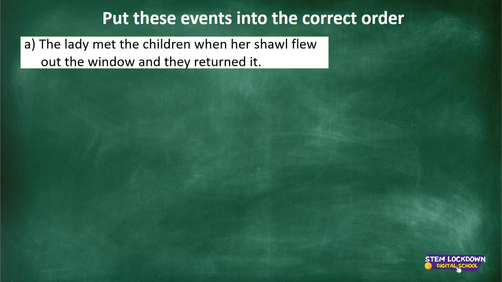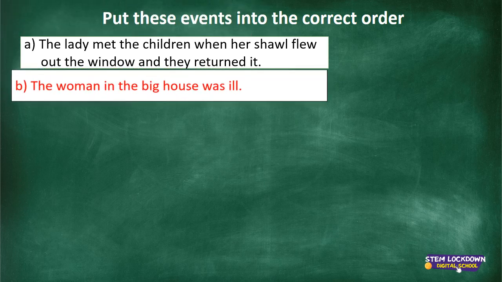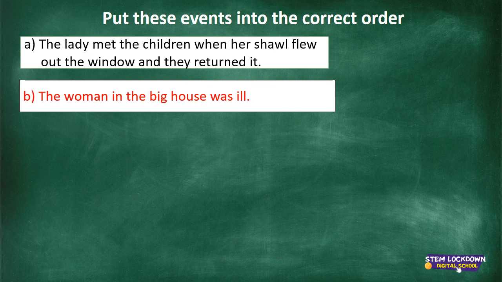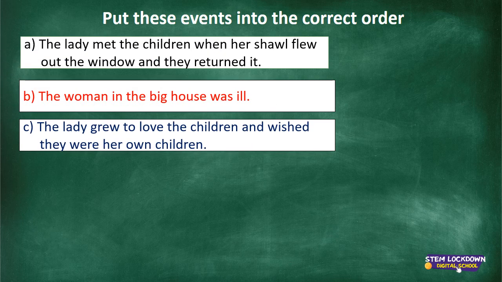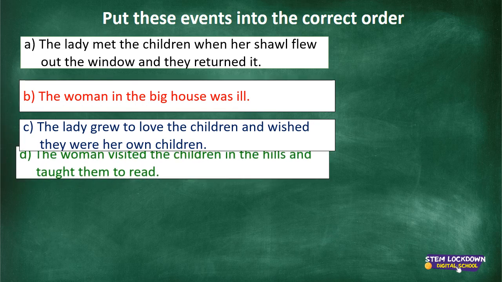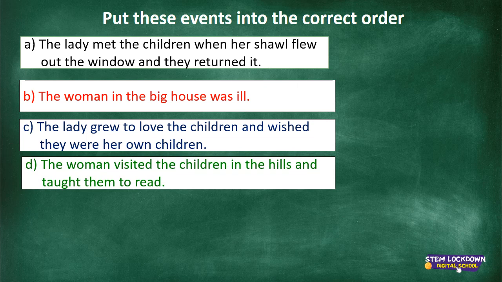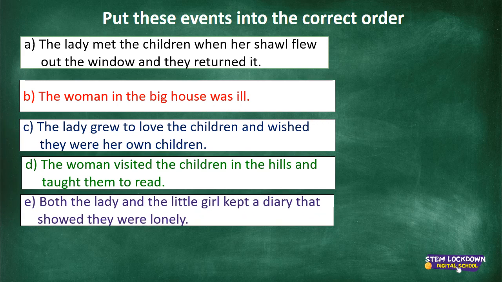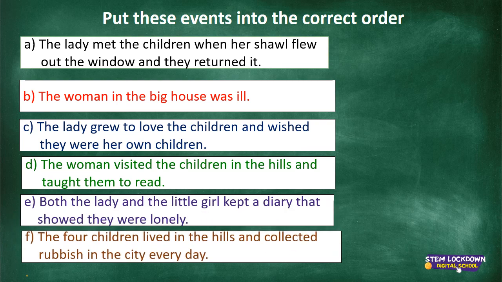Number A. The lady met the children when her shawl flew out the window and they returned it. Number B. The woman in the big house was ill. Number C. The lady grew to love the children and wished they were her own. Number D. The woman visited the children in the hills and taught them to read. Number E. Both the lady and the little girl kept a diary that showed they were lonely. Number F. The 4 children lived in the hills and collected rubbish in the city every day.